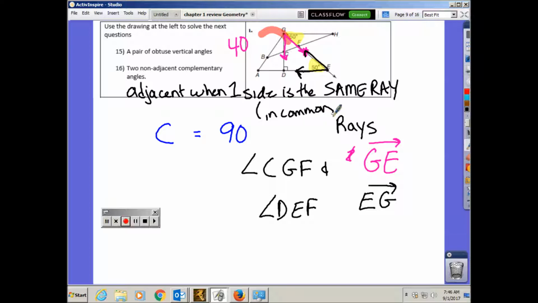So that's a good review of looking at diagrams and identifying rays. Actually, not just rays, identifying any of these things that they ask you, linear pairs, adjacent, obtuse, acute. That should help you greatly with the review.